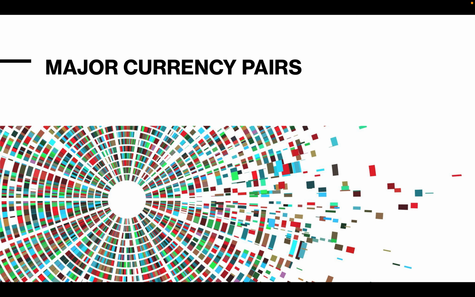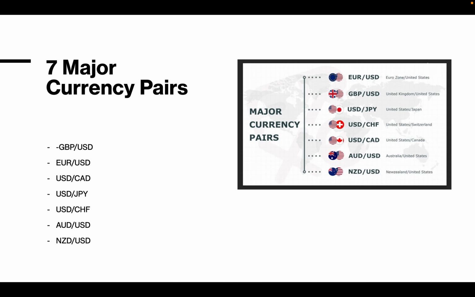So now in this video, I'm going to talk about the major currency pairs. Now, there are 7 major currency pairs. I'd say about 90% of traders on forex trade these 7 major currency pairs. And mind you, there are over 180 currency pairs you can trade in forex. It is not just these 7 pairs, right?